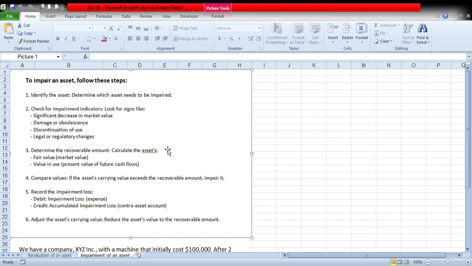What is impairment? Impairment is decreasing the value of an asset. For example, there are two ways we can decrease it. The first way is depreciation and amortization. The second way is impairment, right? These two things mean decreasing the value of an asset. Now impairment is not natural, it can be by accident.